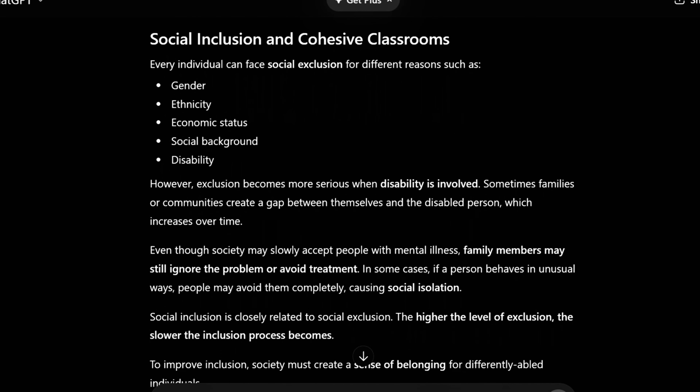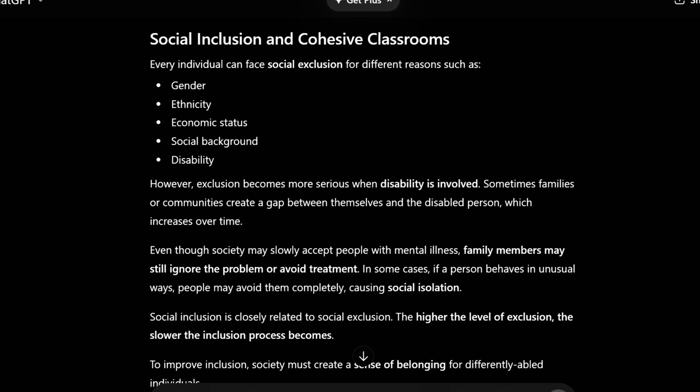Social inclusion and cohesive classrooms. Every individual can face social exclusion for different reasons, such as gender, ethnicity, economic status, social background, disability. However, exclusion becomes more serious when disability is involved. Sometimes families or communities create a gap between themselves and the disabled person, which increases over time. Even though society may slowly accept people with mental illness, family members may still ignore the problem or avoid treatment. In some cases, if a person behaves in unusual ways, people may avoid them completely, causing social isolation.